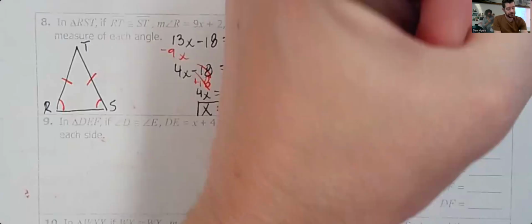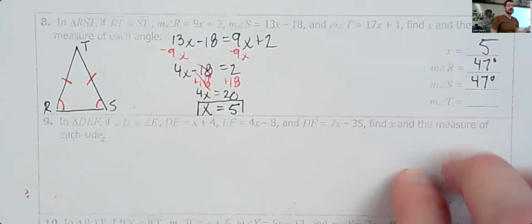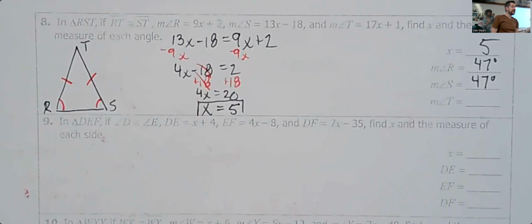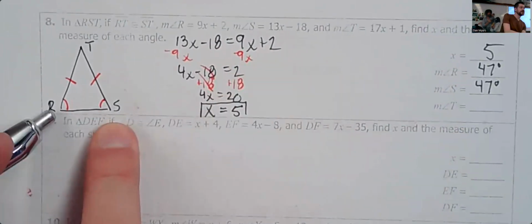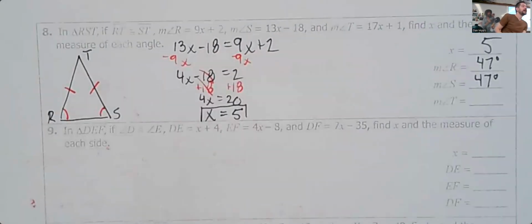47. There we go. That right there is a clue that we're doing this correctly. Two of the angles are the same. So did we do 13? We did 13x minus 18 equals 9x plus 2 to solve for x, because those two angles were the same, so we just set them equal to each other here.